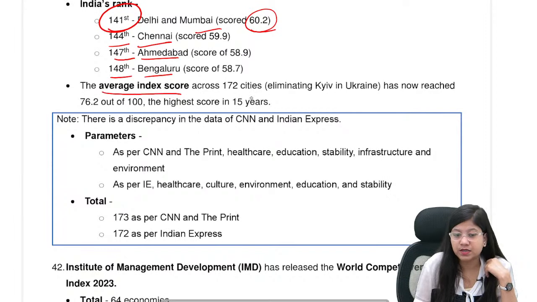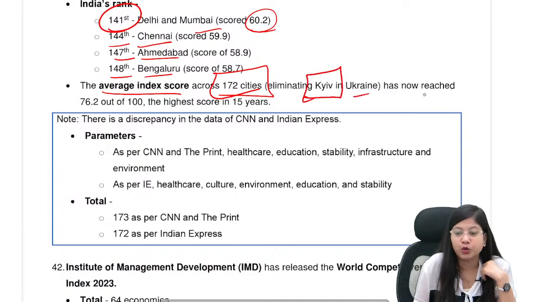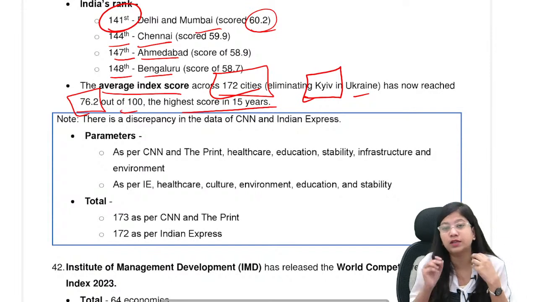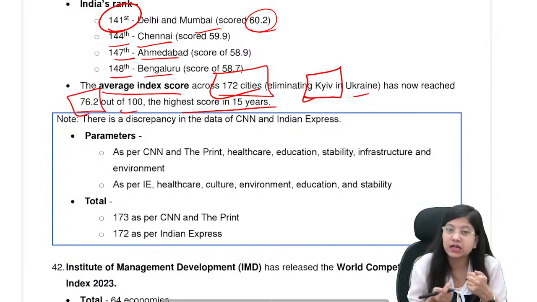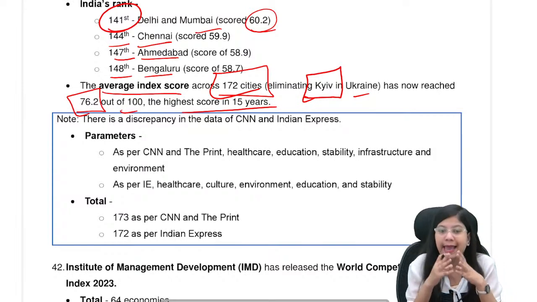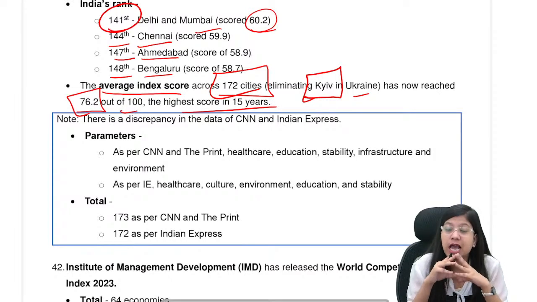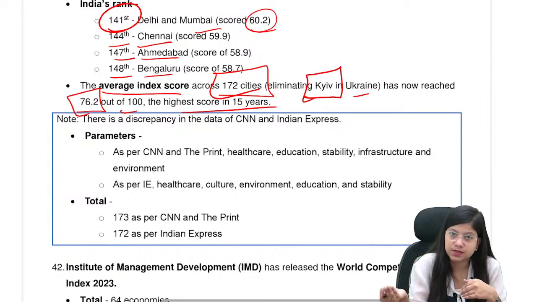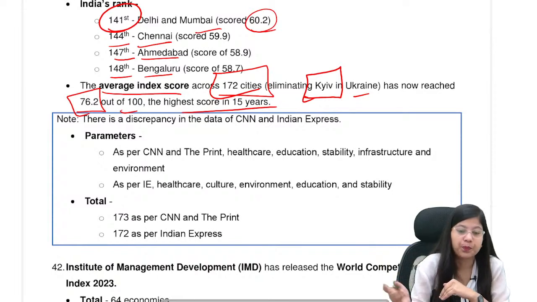The average index score across the 172 cities which were assessed, excluding Kyiv in Ukraine, has now reached 76.2 out of 100, the highest score in 15 years. This means that the livability, the standards of living and the living conditions in the 172 cities have improved over the year. That is why the score is improving.